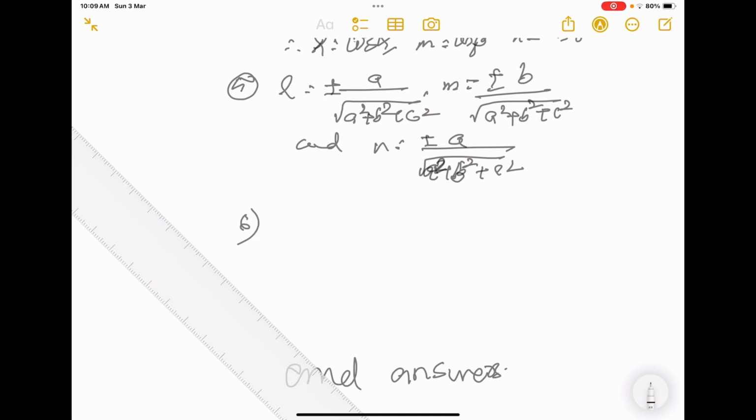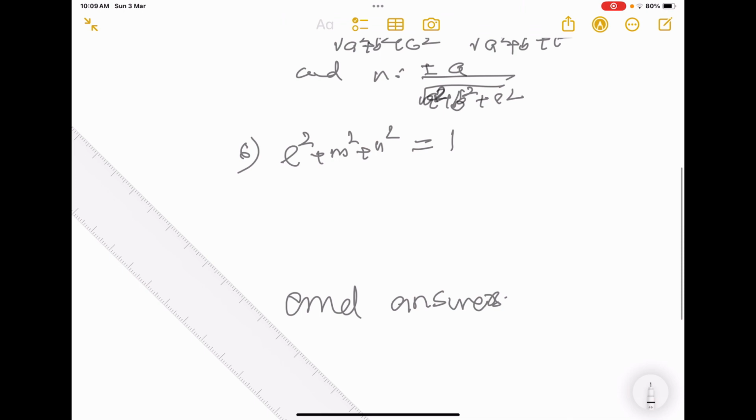Then there is a relation between l, m, n: l square plus m square plus n square equal to 1. Therefore, one result can be written, that is cos square alpha plus cos square beta plus cos square gamma is also equal to 1.